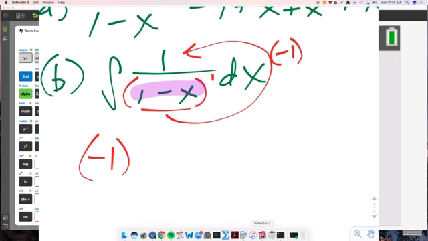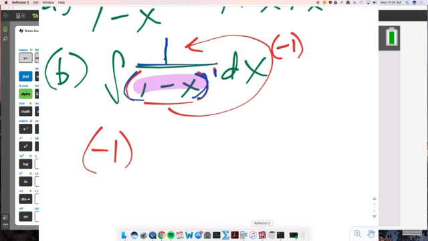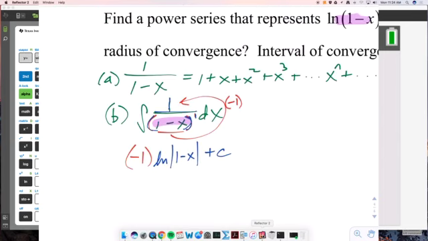And now we're done with the inside function, and now we move on to the rule of integration. Whenever your inside function is in the bottom to the first power, what is the rule of integration? Natural log. So it's the natural log of the absolute value of 1 minus x plus c. Yep, plus c.